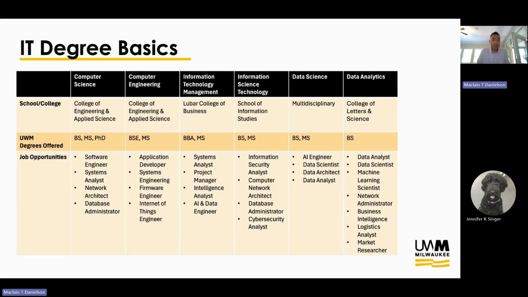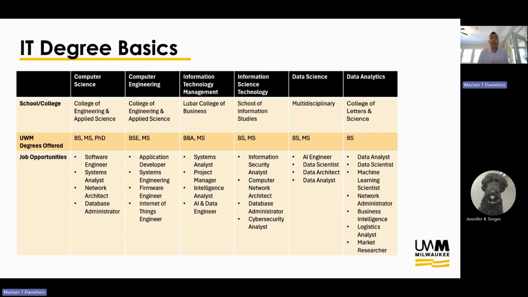We've included in the middle of this diagram a section listed UWM degrees offered to give you a sense of the different levels of education that students can achieve. As you can see, those can vary anywhere between a bachelor's degree, a master's degree, even in some cases a PhD. And then at the bottom of the slide, we have different types of jobs that students who have majored in those programs have found themselves in.